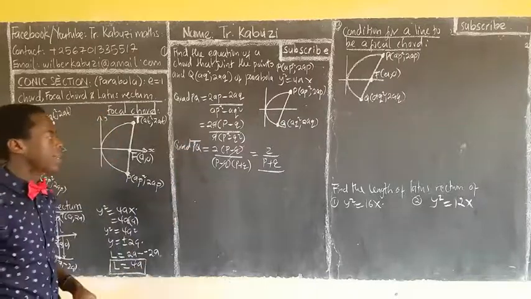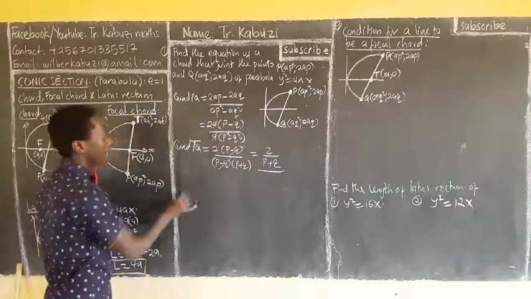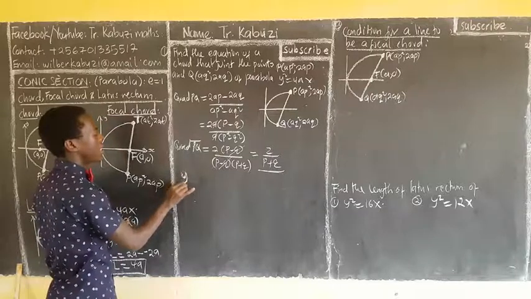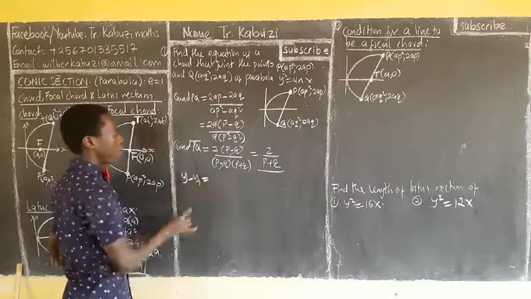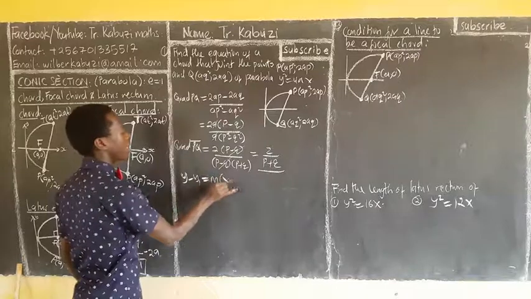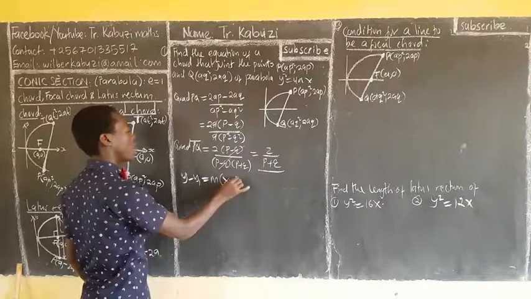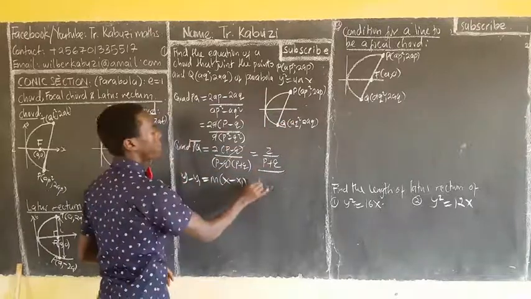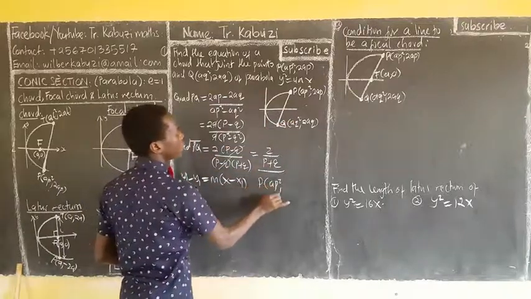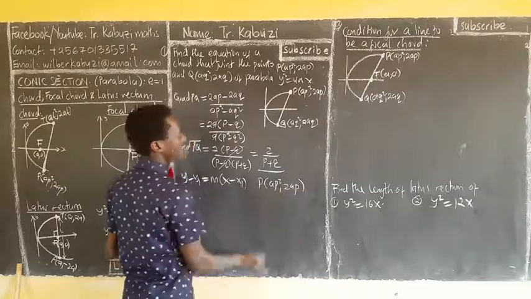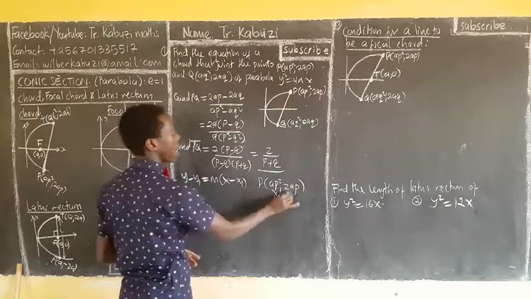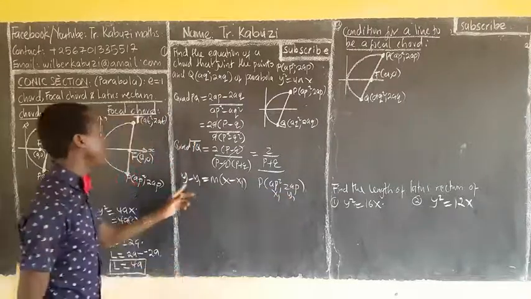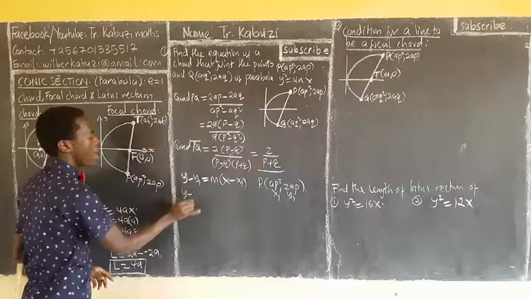Now we have the gradient, so we just substitute into our line equation: y minus a point, then the gradient, then x minus the x coordinate of the point where that line passes. But I have seen it's passing through the point P, which is (ap squared, 2ap). So this is the x coordinate, and this is the y coordinate. So putting them here, I have now y minus.